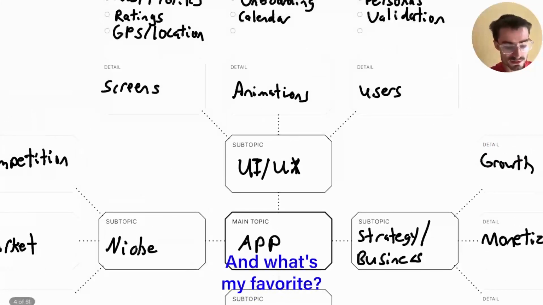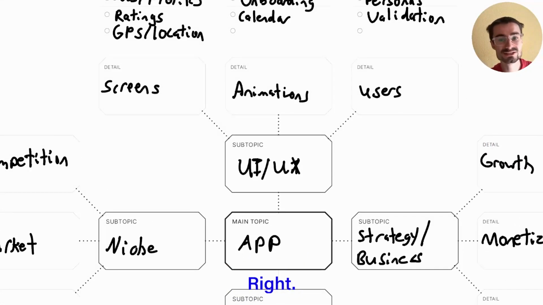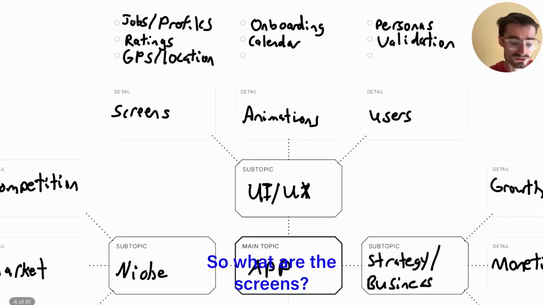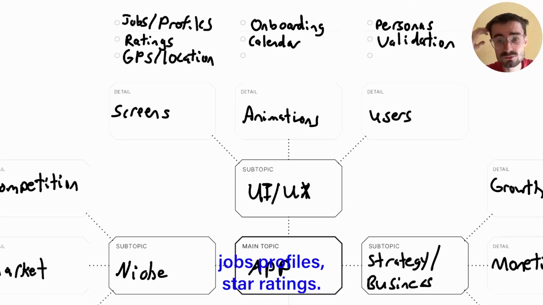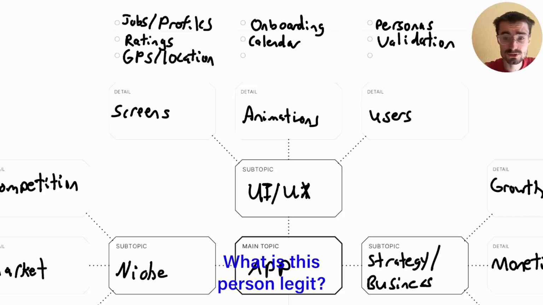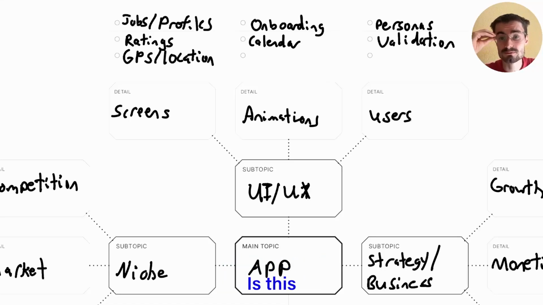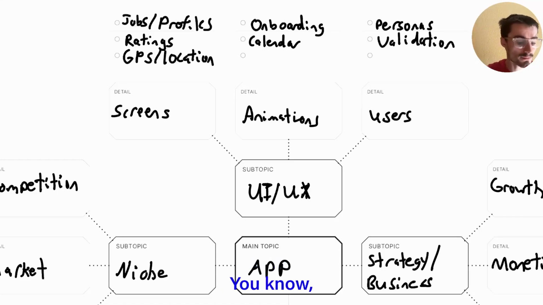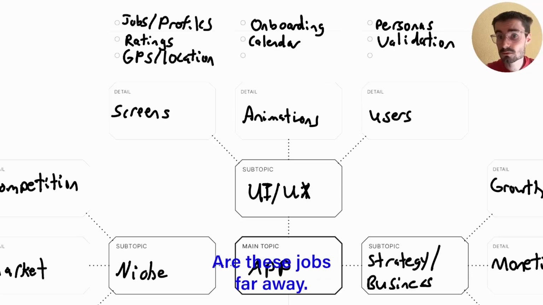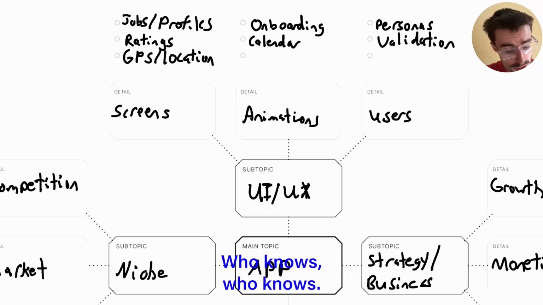All right. And what's my favorite? The UI UX, right? So what are the screens? Obviously, you want to have jobs, profiles, star ratings. What is this person legit? Is this person real? Is this person good? Is this person terrible at the job? What's their ratings like? And then one of the things that would be interesting is GPS and location. All right, you'll want to see what jobs are close? Are these jobs far away? Who knows? And then animations.